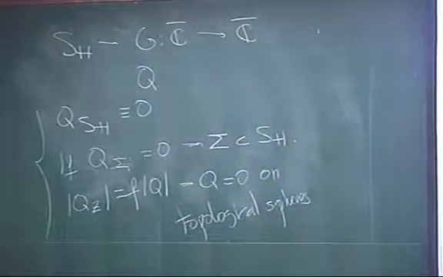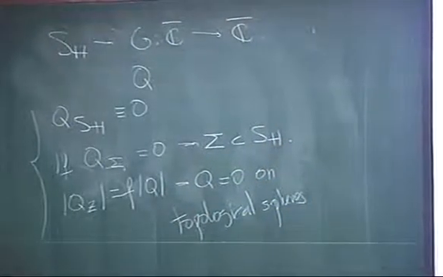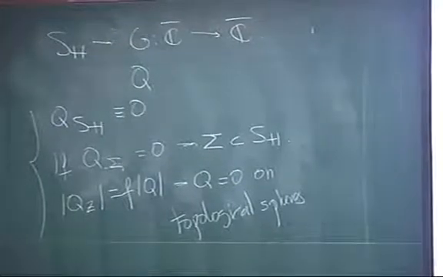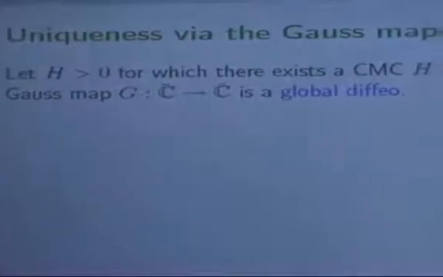Okay, so I have the hypothesis that the Gauss map is a diffeomorphism. So how can I construct a quadratic differential in terms of the Gauss map that vanishes on the sphere we started with?